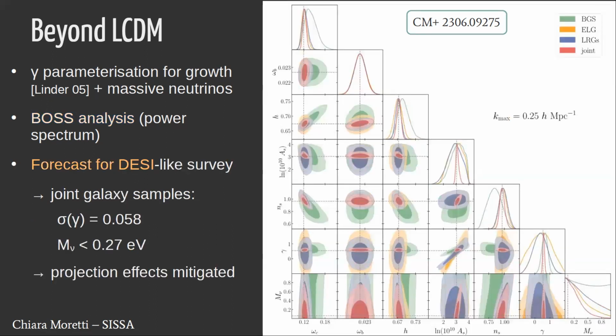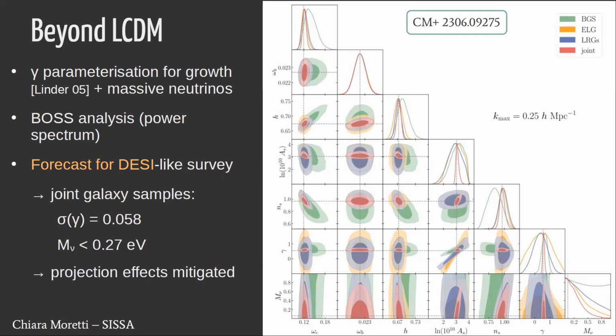And then we also looked at forecasts for a stage 4 survey. In this case, we focused on a DESI-like survey. So we produced synthetic data, mimicking 3 galaxy samples at 3 different redshifts, and we analyzed them separately and then joined. And you can see here the results. The red one is the joint analysis. And in this case, we found a significant improvement on the constraints that we were able to put on the parameters, in particular on gamma. The improvement was more than 50% with respect to the equivalent BOSS analysis that we did.